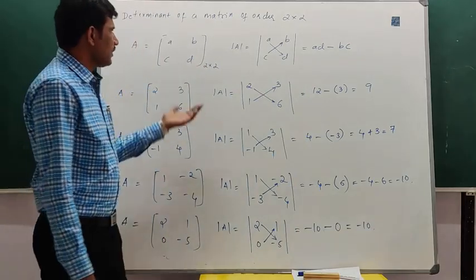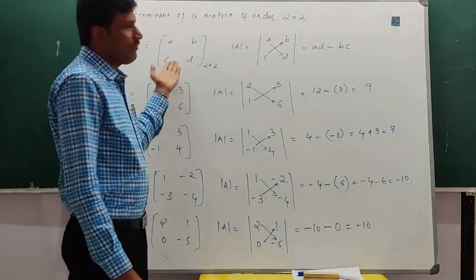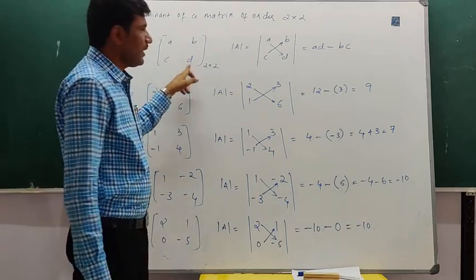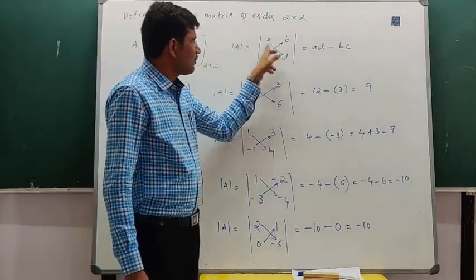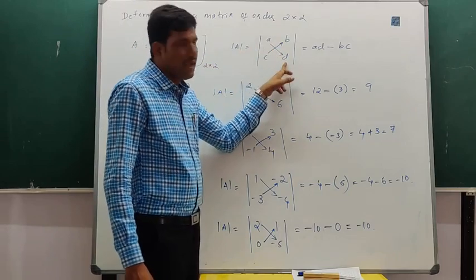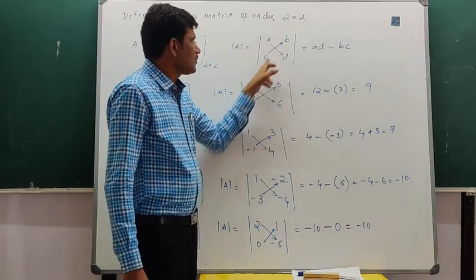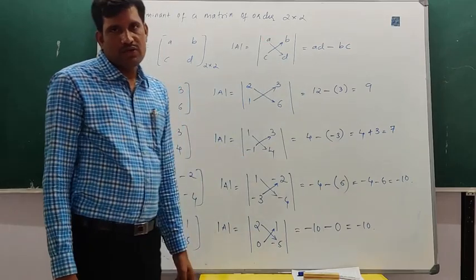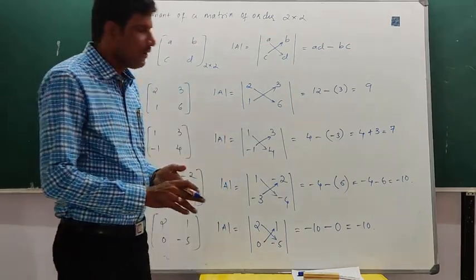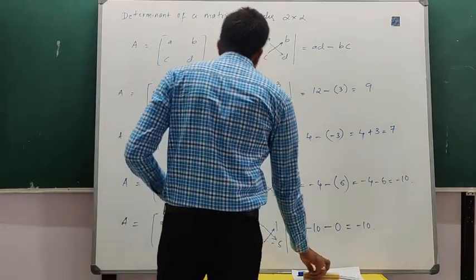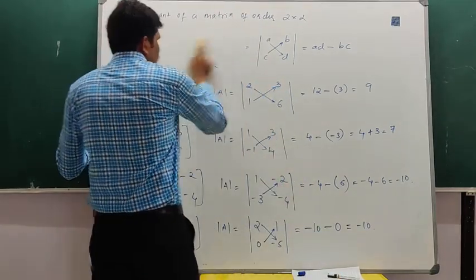So in general, a 2 cross 2 matrix has 4 elements, A, B, C, D. How can we expand it? First multiply the elements in the principal diagonal, A into D, minus B into C. This is how we can expand any 2 cross 2 matrix.